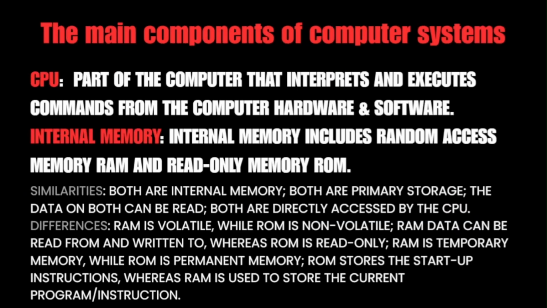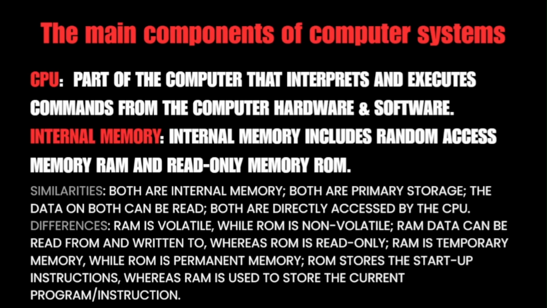And then moving on to the main components of computer systems. Now we have the CPU, which interprets and executes commands. It's the part of the computer that interprets and executes commands from the computer hardware and software. This is something we all have learned from grade 5 or 6. And then we have the internal memory. The internal memory includes the random access memory, which is the RAM, and then the ROM, which stands for read-only memory.